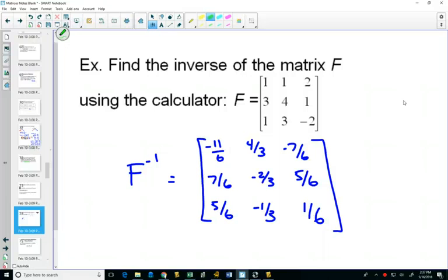But we're going to, for a 3 by 3, do trusty method number 3, which is plug it into your calculator, push a button, and voila! You get your answer. How do you know it's right? We trust. You could then take f inverse and multiply it by f.